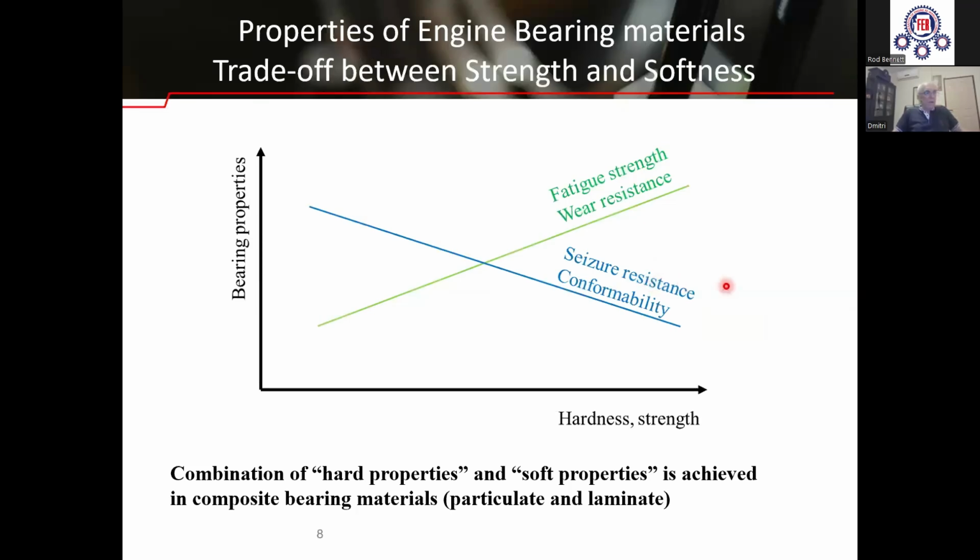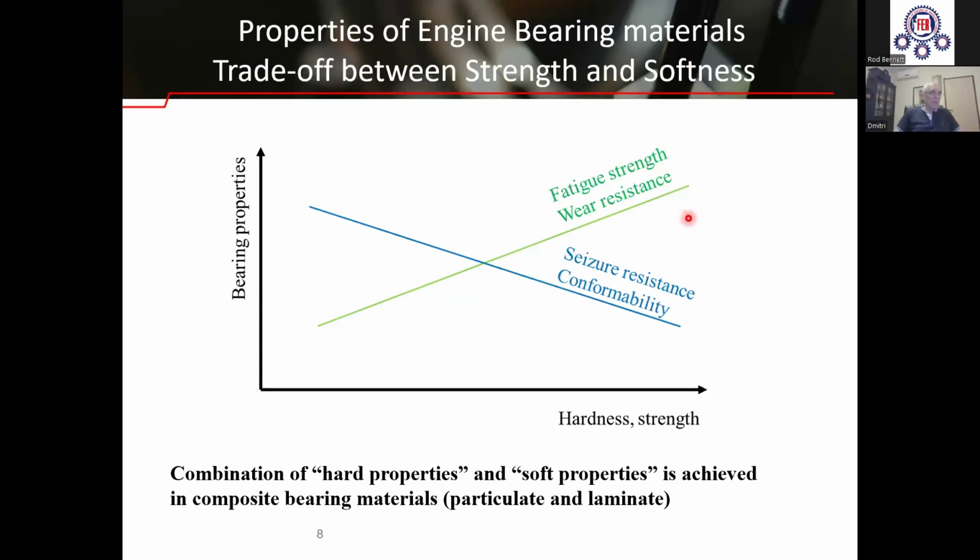Now about the bearing material properties. There are two groups of the bearing material properties. The first group relates to material strengths. They are load capacity or fatigue strength, wear resistance, and cavitation resistance. The second group is about the anti-friction properties. These are seizure resistance, conformability, and embeddability. I explained those properties in the previous webinar. The two groups of properties contradict each other.